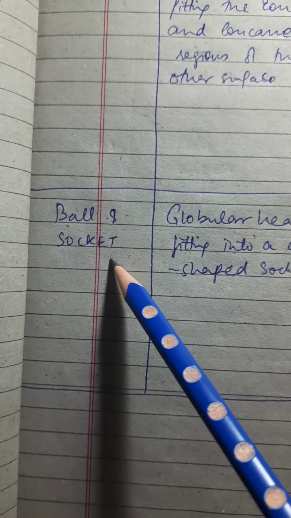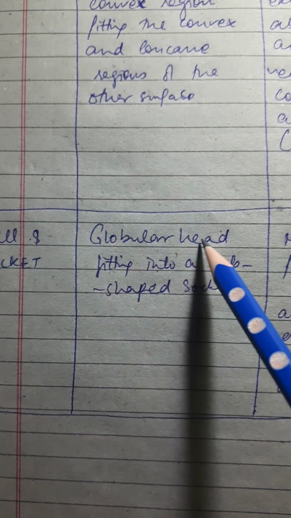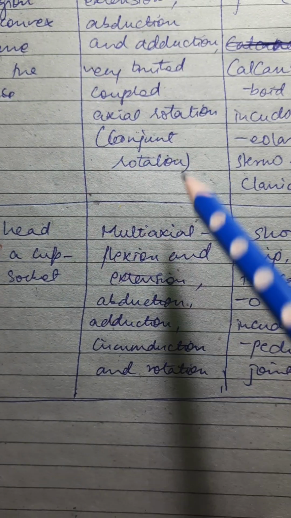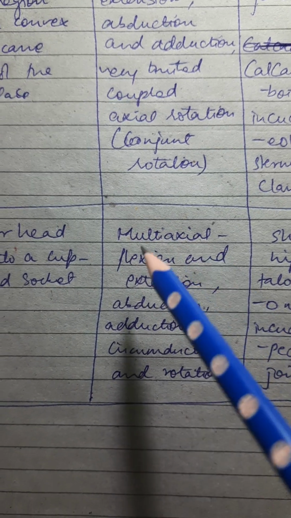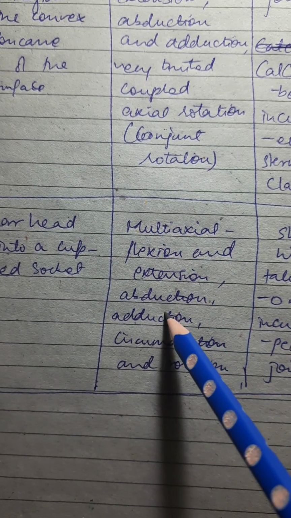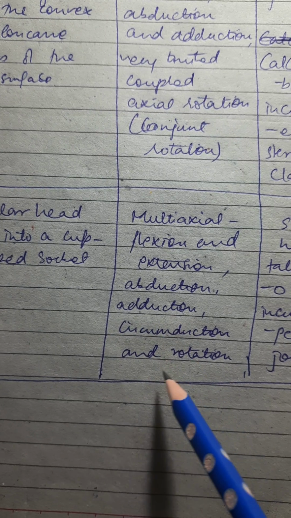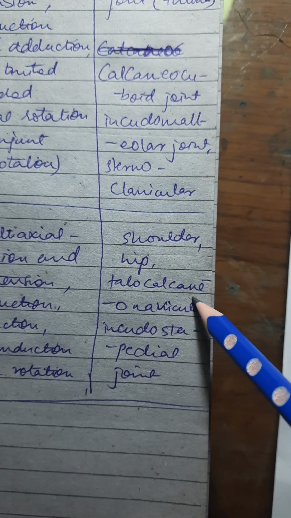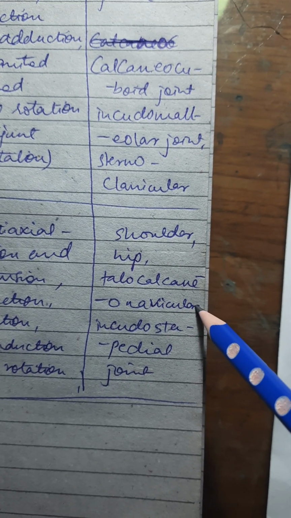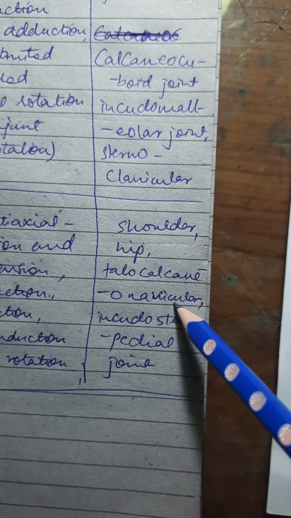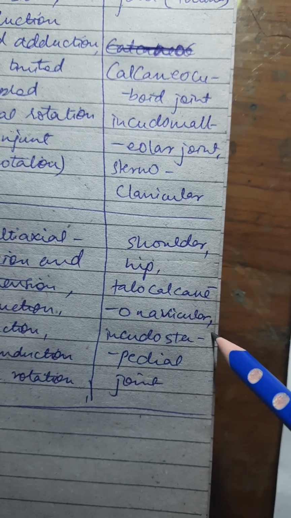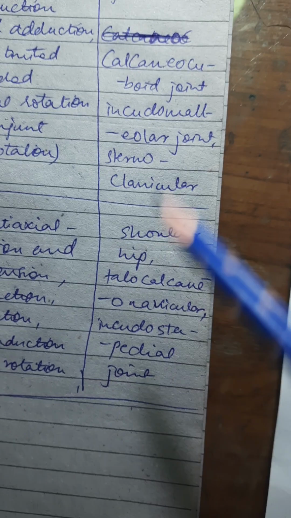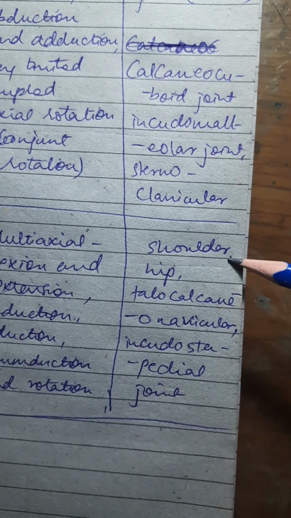The last one is ball and socket joint. Globular head fitting into a cup-shaped socket. Movement possible is multi-axial: flexion and extension, abduction and adduction, circumduction and rotation. Shoulder, hip, talocalcaneus, calcaneonavicular joint. So this is basically in the ankle. Shoulder and hip are very common.